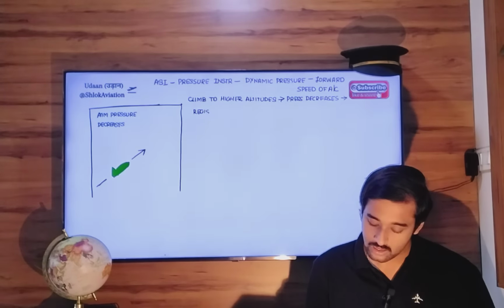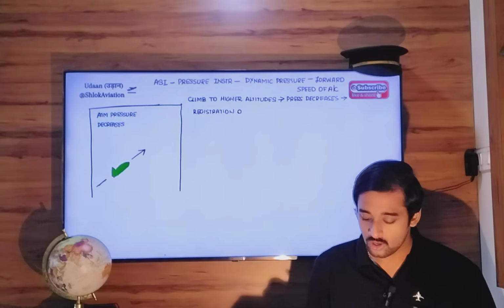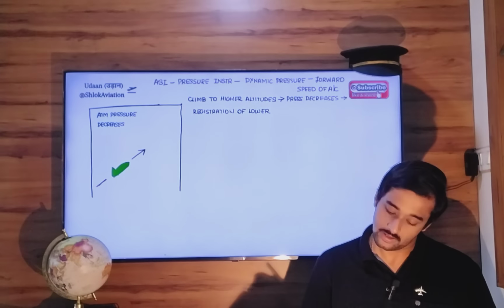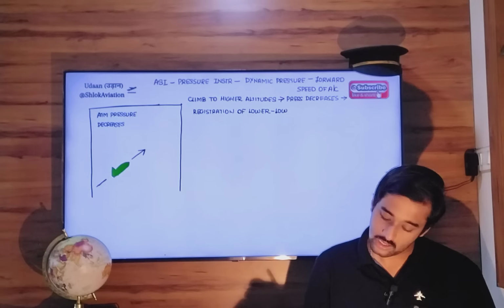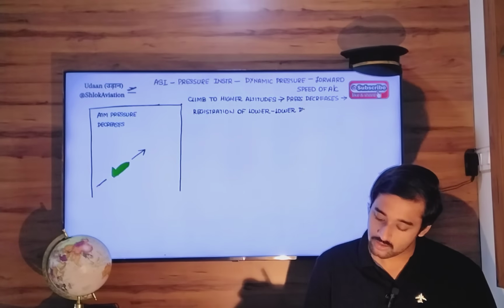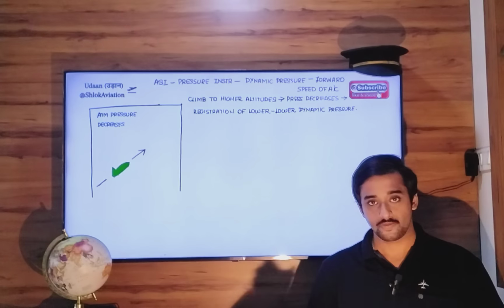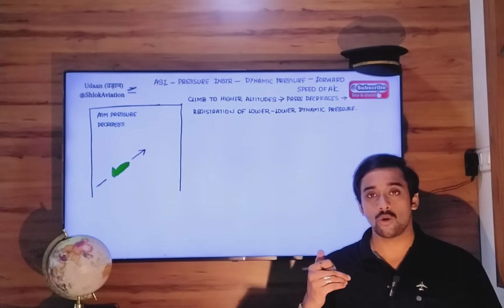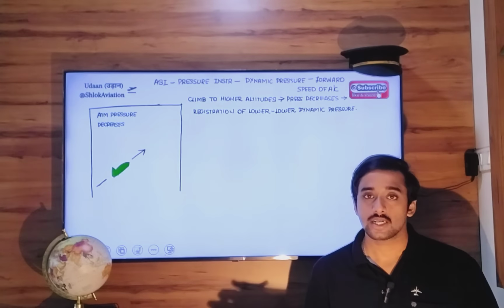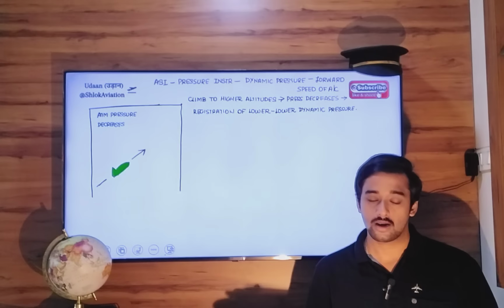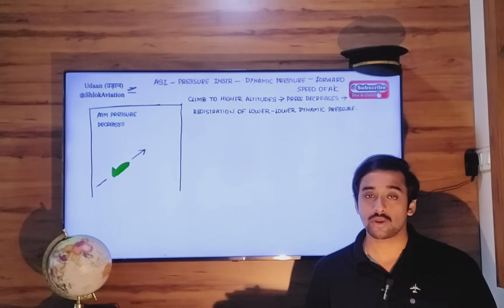Registration of lower and lower dynamic pressure, correct? Lower and lower dynamic pressure. So that means if lower and lower dynamic pressure is getting registered, is getting transmitted to the airspeed indicator.